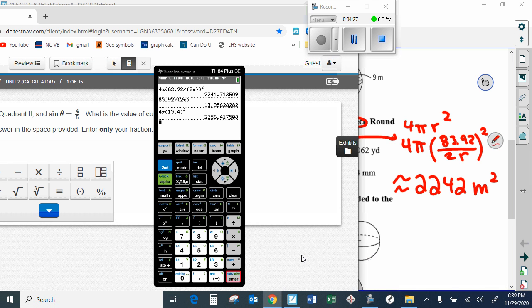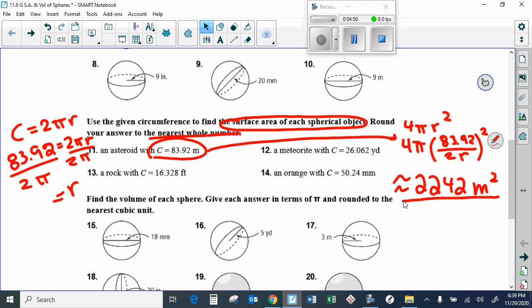Now if I'd gone out to maybe the 1,000th spot, let's try that one. 4 pi parentheses 13.356 squared. 2,241.6 would go to 2,242. So that one would give me the correct answer if I went out to the 1,000th spot. Usually that's a good idea. If they say round to the nearest 10th, you usually want to go 2 spots further.